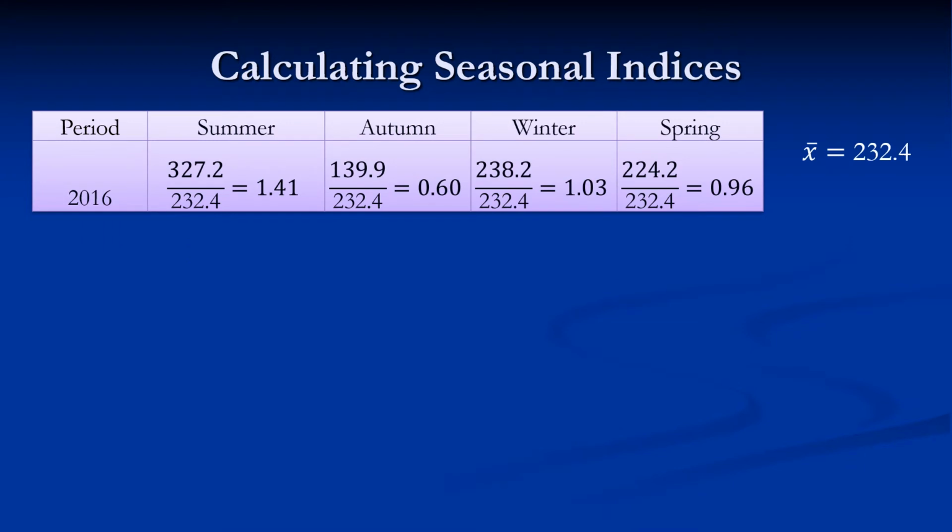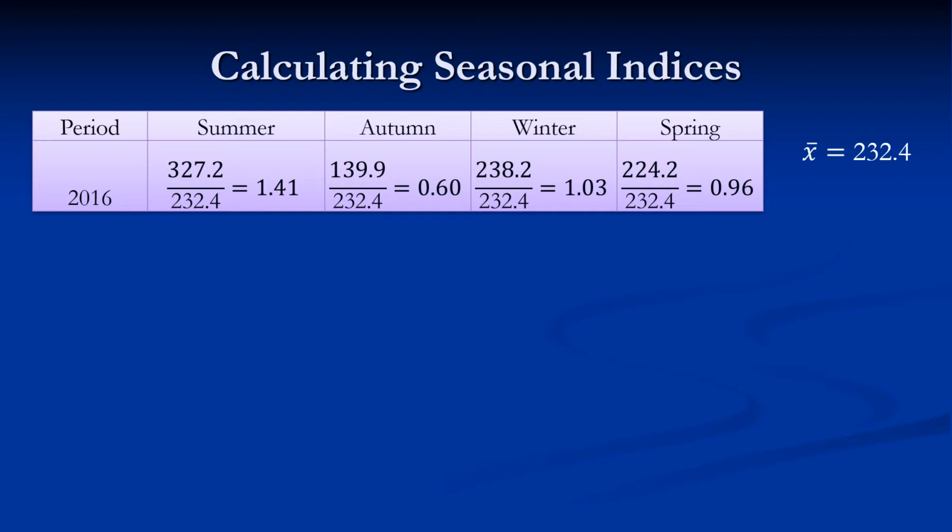Now, to calculate a seasonal index, what we're going to do is just get that original amount and we're going to divide it by the mean. And you can see that, for example, that summer we had 327 and we're dividing it by the mean. So we get a seasonal index of 1.41.